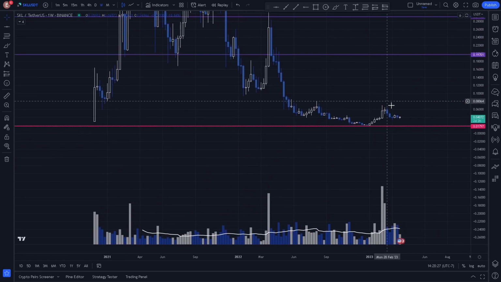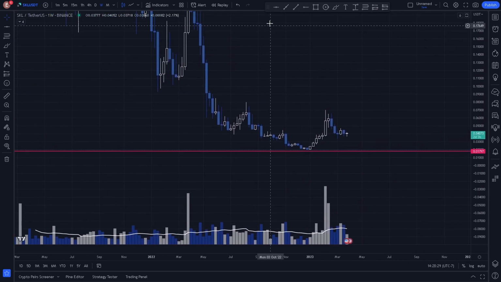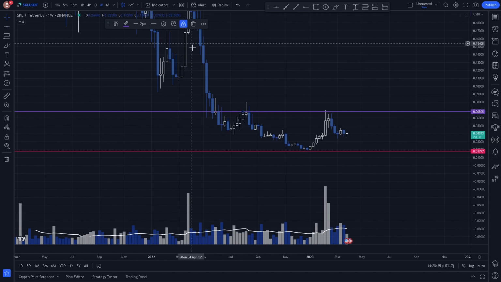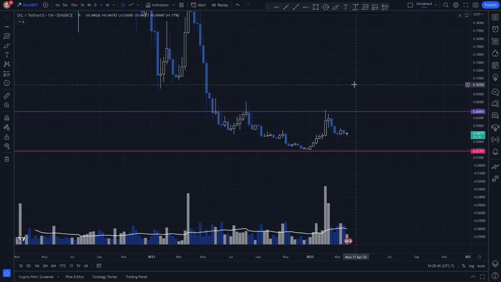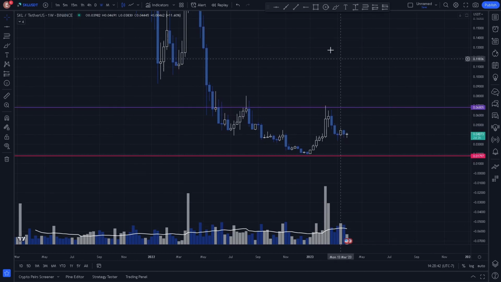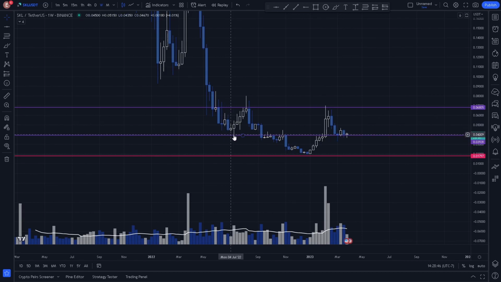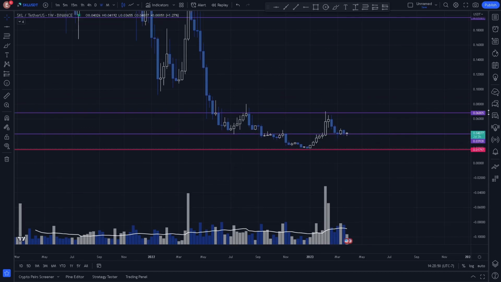Now, looking at more recent price action, we can notice a key level right here, as we can see multiple reactions acting as resistance to the same key level. Now we can also notice a key level right here, as we have a support, resistance, now acting as support.